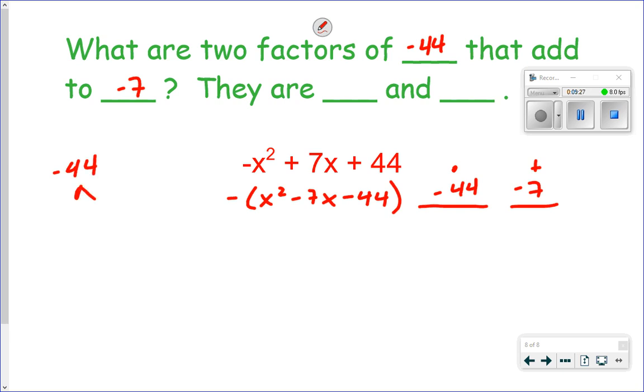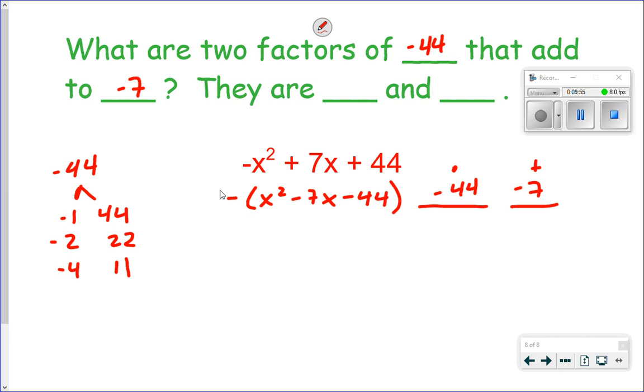And since both the B value and the C value are negative, that means my answers are going to be positive or negative. Okay, factors of negative 44. Negative 1 and 44. Negative 2 and 22. Negative 4 and 11. All right, those are my only options. So now I need to look to see what adds to give me negative 7.